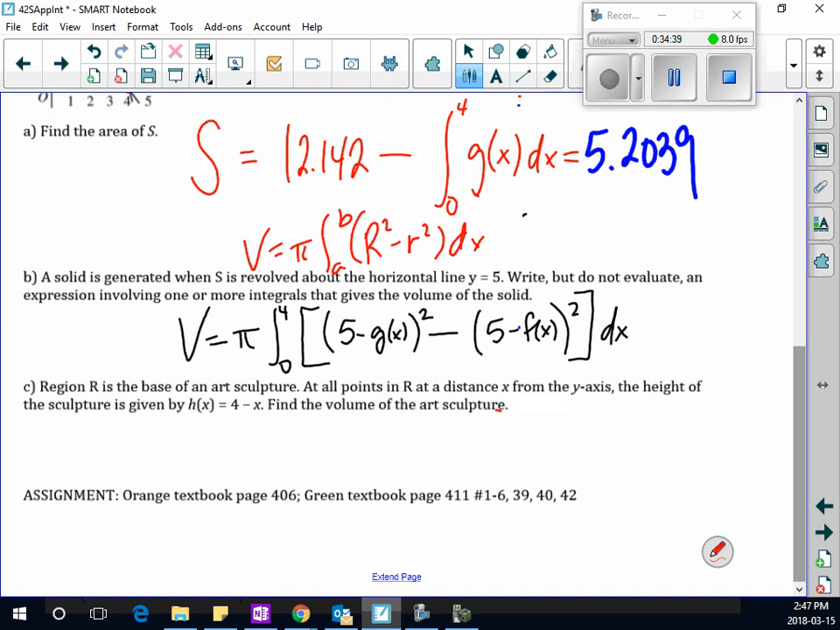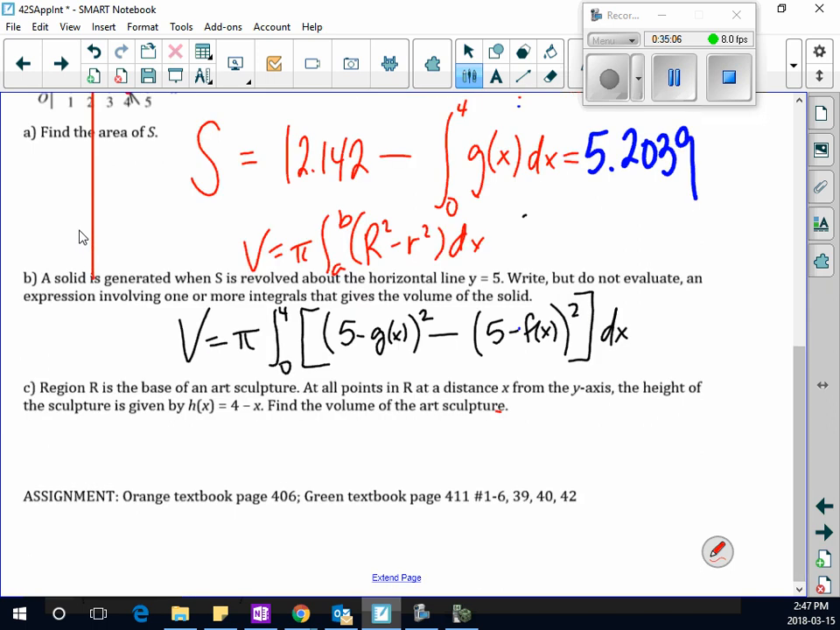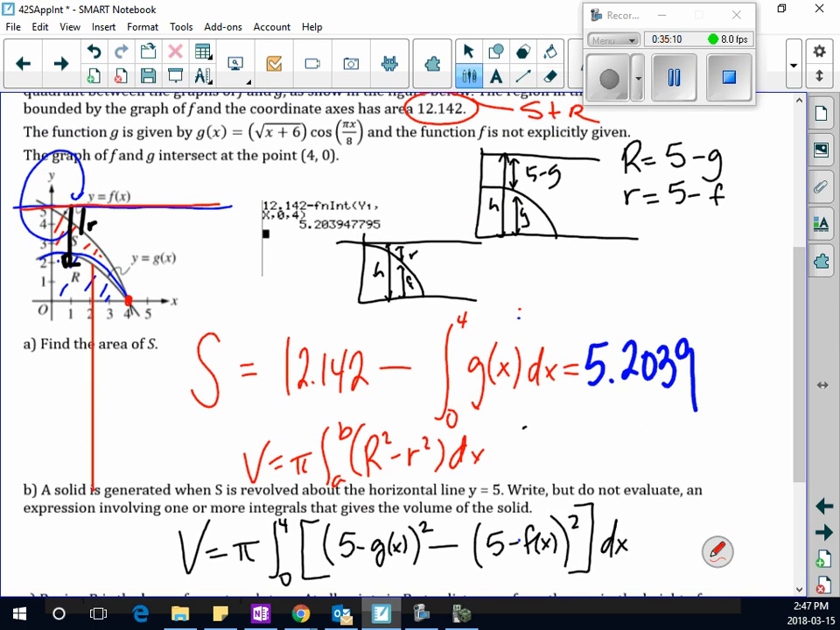Region R is the base of an art sculpture. At all points in R, a distance x from the y-axis, the height of the sculpture is given by h of x equals 4 minus x. Find the volume of the art sculpture. So here we have R, so we're looking at R. I don't know why that went all wonky. Maybe I should just do undo.